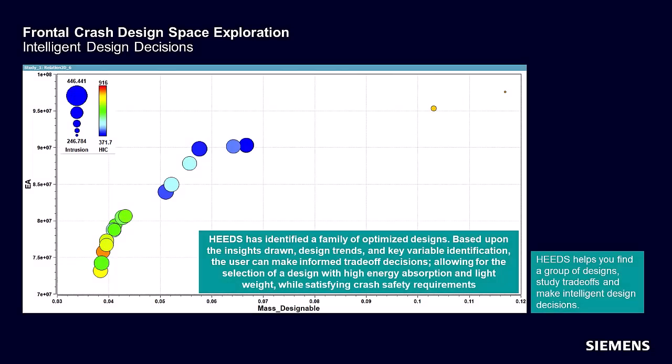As it pertains to the problem at hand, with just a single run, Heats has identified a family of optimized designs. Based upon the insights drawn, design trends, and key variable identification, the user can make informed trade-off decisions, allowing for the selection of a design with high energy absorption and lightweight while satisfying crash safety requirements.